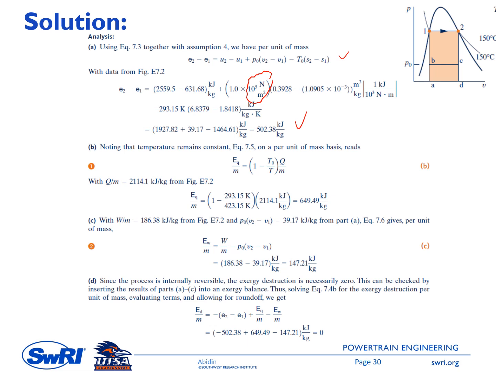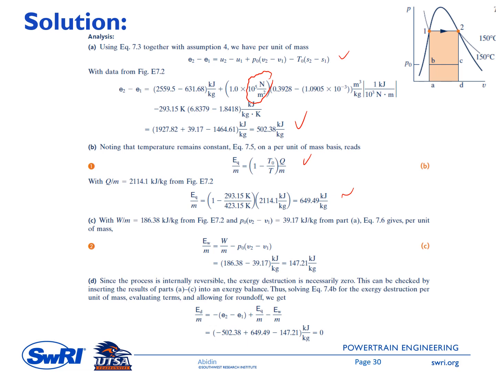Next one, the question in B is, I think, the exergy transfer accompanying the heat transfer. So we also have the formula. So this one: 1 minus T0 over T times Q over m. So all parameters are given here. We have T0, we have T, Q has been shown in the previous slide from the result of example 6.1. And then you just plug in all the numbers and you will get this one. So the exergy transfer accompanying the heat transfer is 649.49 kilojoule per kilogram.